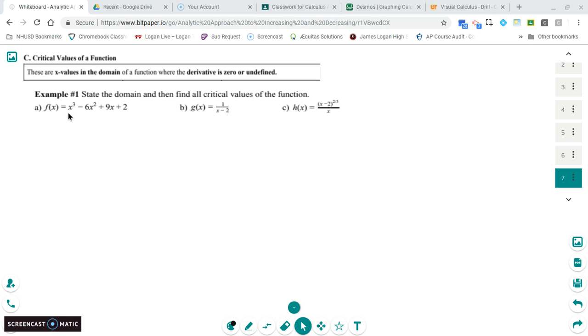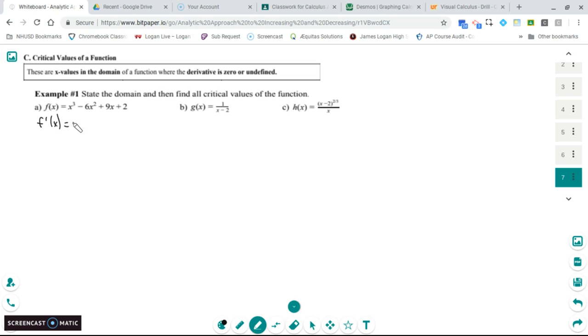All right, let's get a little practice with finding critical values. Okay, so that's where the derivative is equal to 0 or undefined. So we'll begin with the first example, 1/8. So take a derivative. And that would be 3x squared minus 12x plus 9.